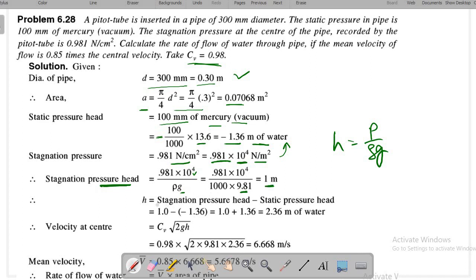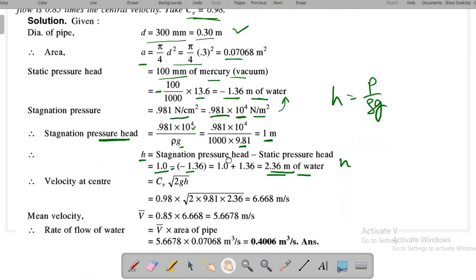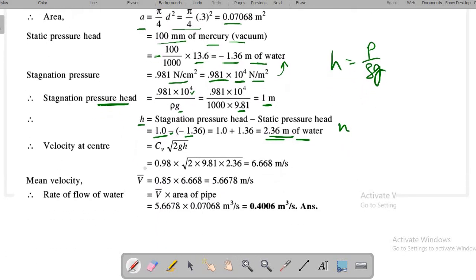Okay, so pressure head difference is stagnation pressure head minus static pressure head. Stagnation pressure head is 1, minus static pressure head, which is minus 1.36. So 1 plus, because minus into minus will become plus, 1.36, so 2.36 meter of water. This is H value. Now we got H value. Then it is simple, calculate the central velocity first. Central velocity is given by Cv into root of 2gh. So Cv is 0.98, and 2, G is 9.81, H is 2.36. From this calculation we will get 6.668 meter per second.